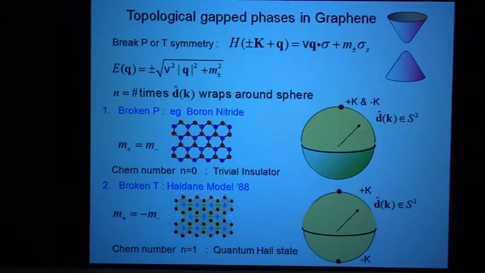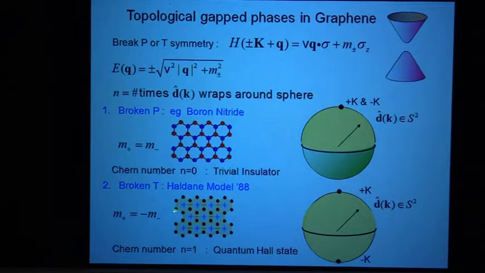And so breaking this symmetry allows the D vector to come out of the plane. Okay, but now the k and minus k, if they're related by time reversal symmetry, it has to visit the north pole at k and the south pole at minus k.